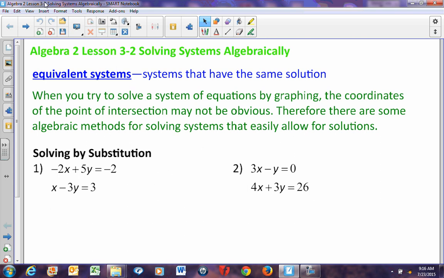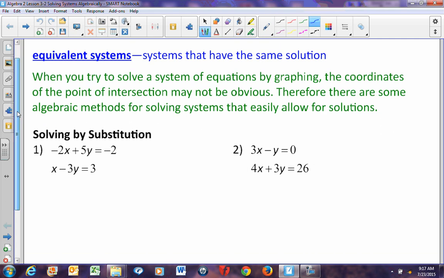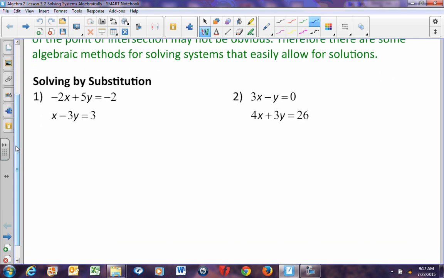Therefore, algebra is probably the easiest method to find solutions. We're going to look at solving systems of equations algebraically today. We're going to look at both substitution and elimination, also called the addition method. Let's take a look at this first set of systems here. We have the system -2x plus 5y equals -2, and x minus 3y equals 3.